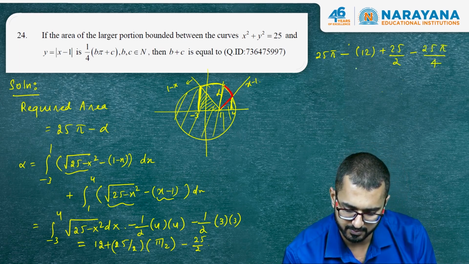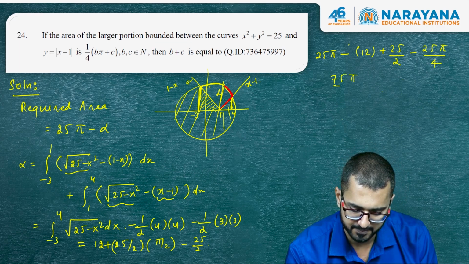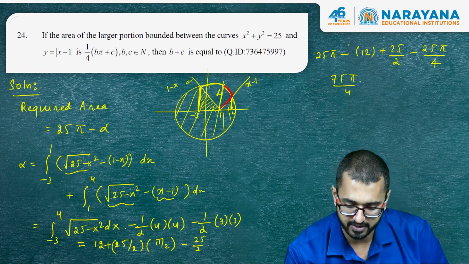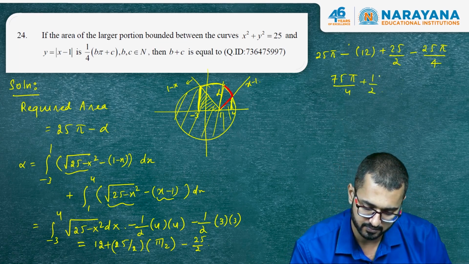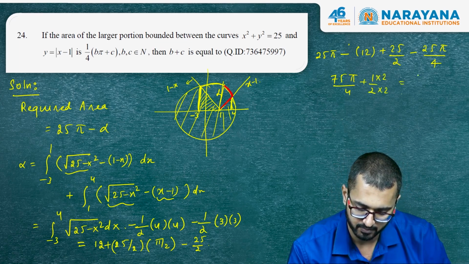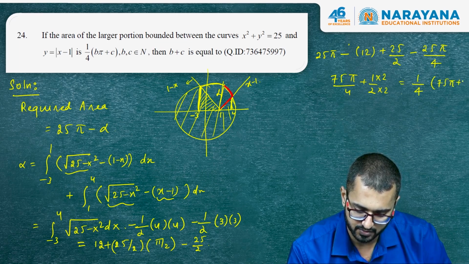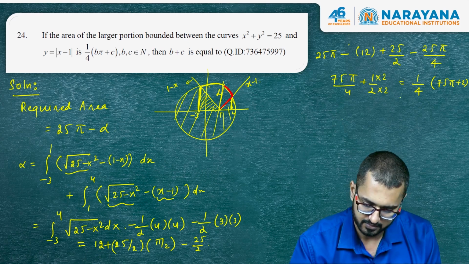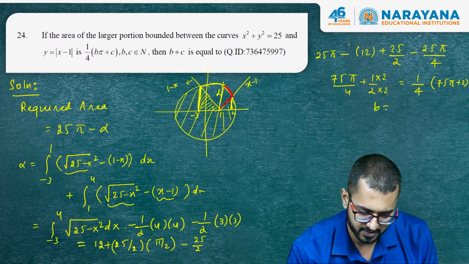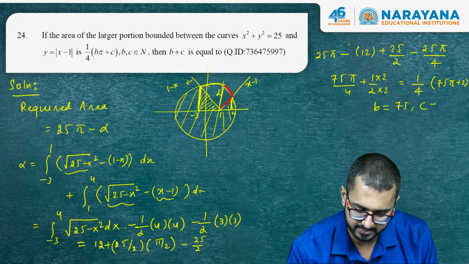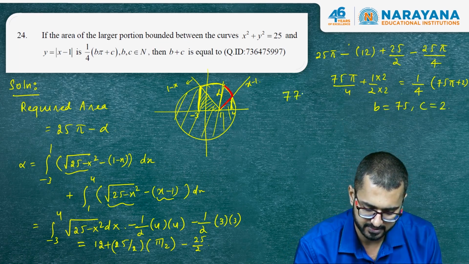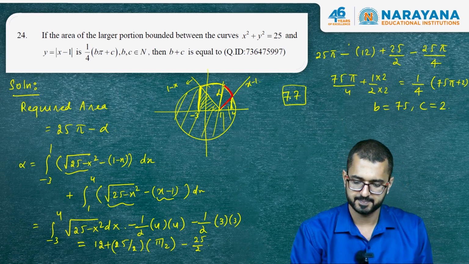So 100 minus 25 is 75 pi by 4, and then 25 by 2 minus 12 will give me plus 1 by 2. So we can multiply this by 2, this also by 2. So 1 upon 4 times 75 pi plus 2. Yeah, so here B is equal to 75 and C is equal to 2. So the answer is going to be 77, B plus C.